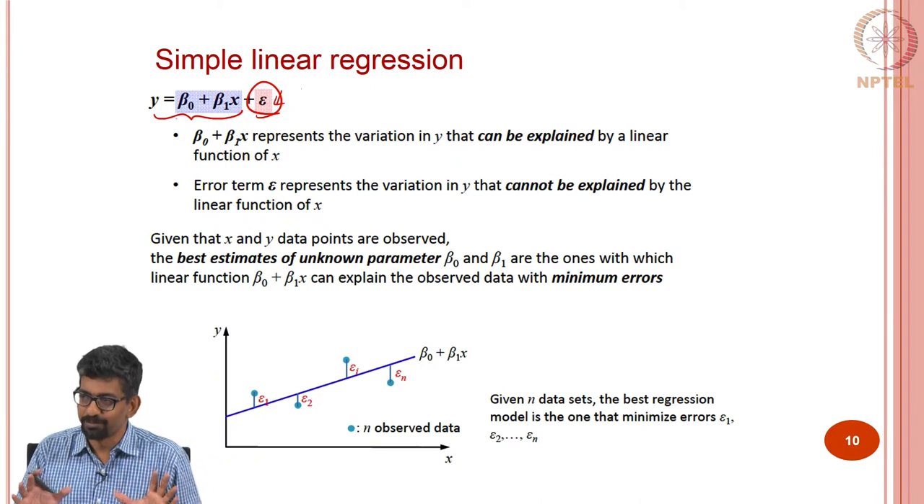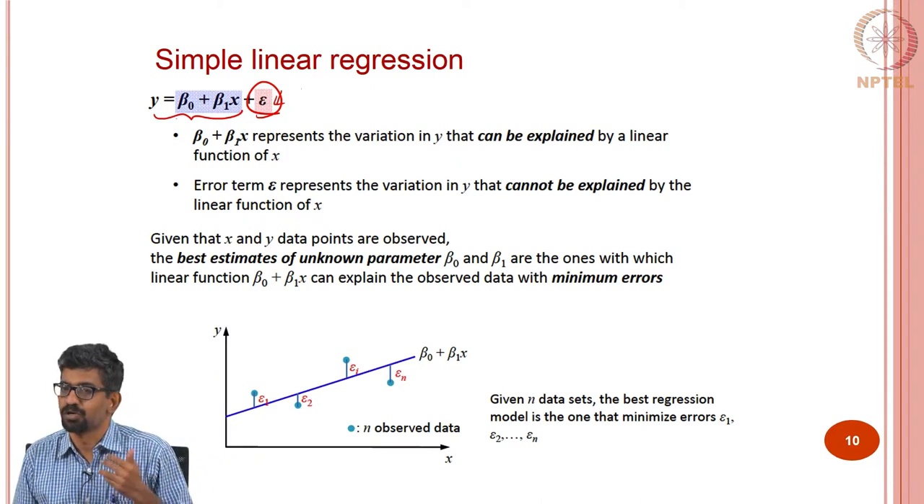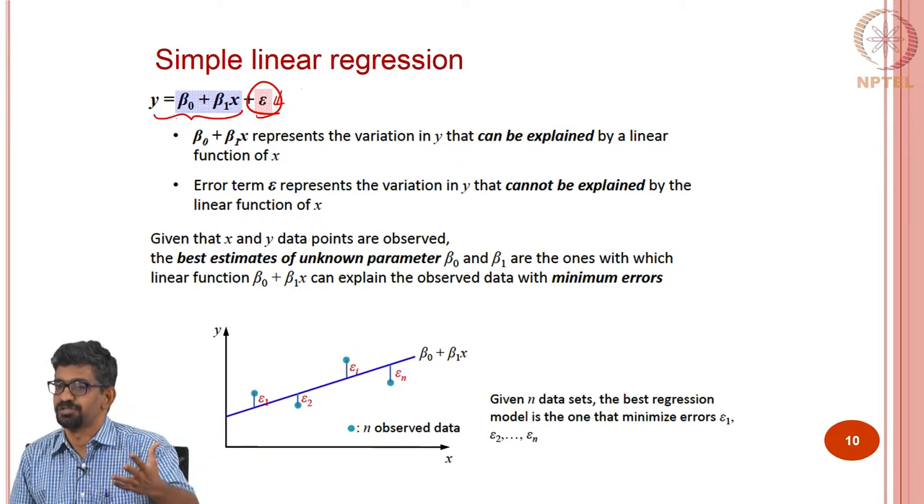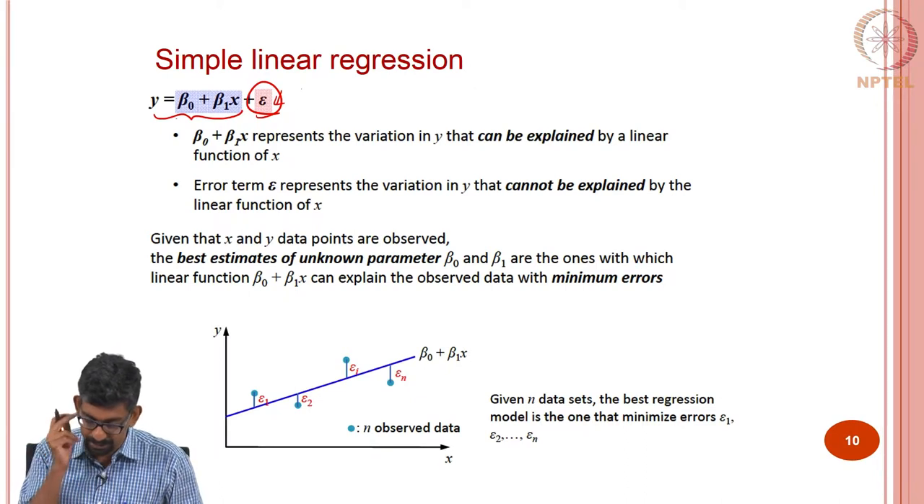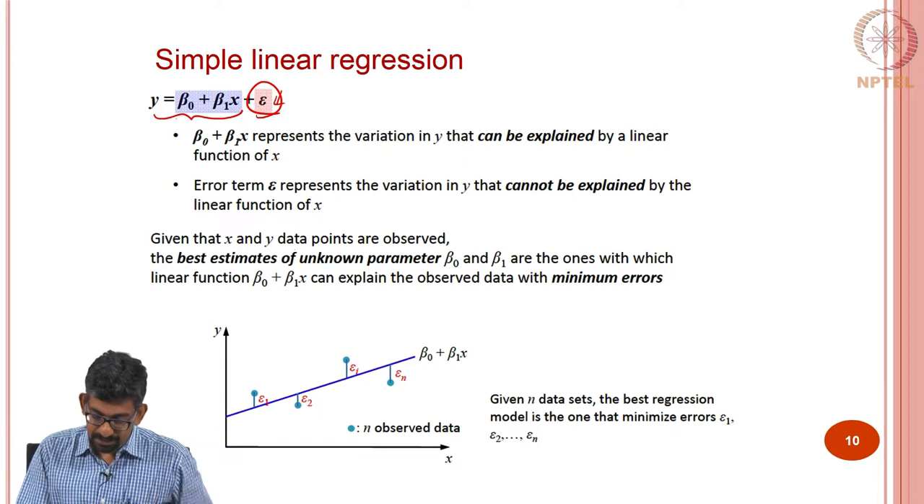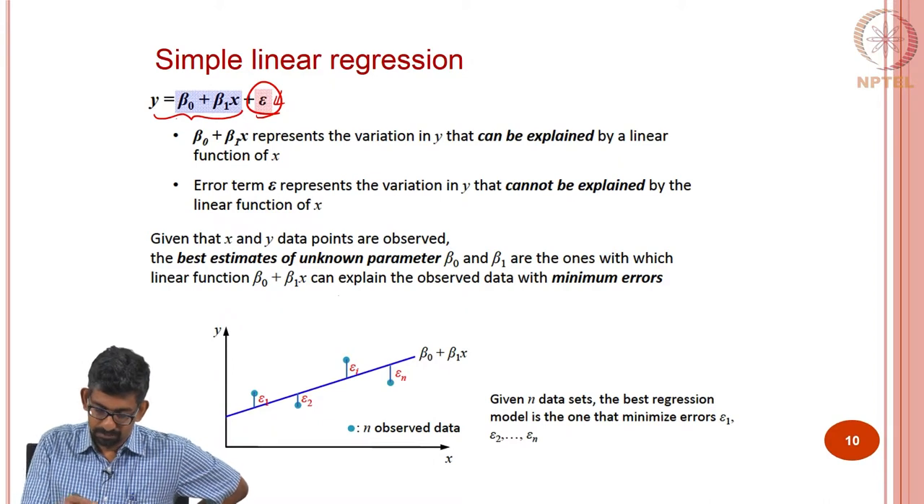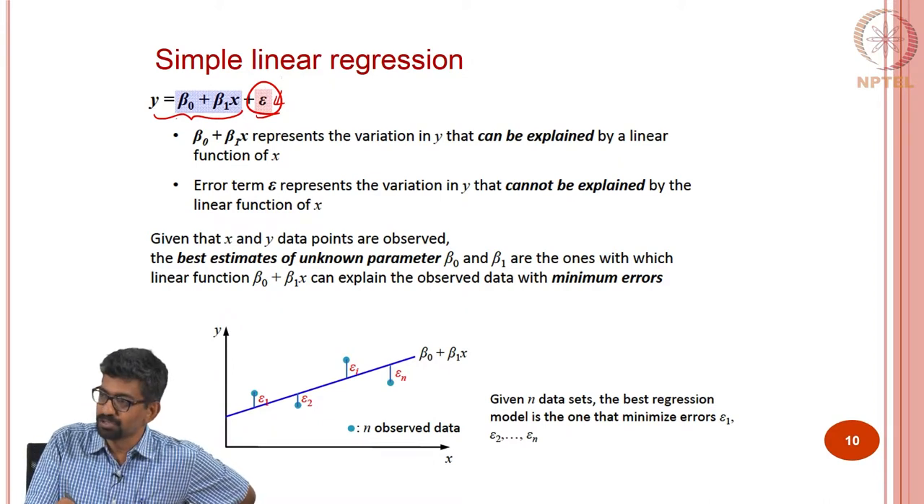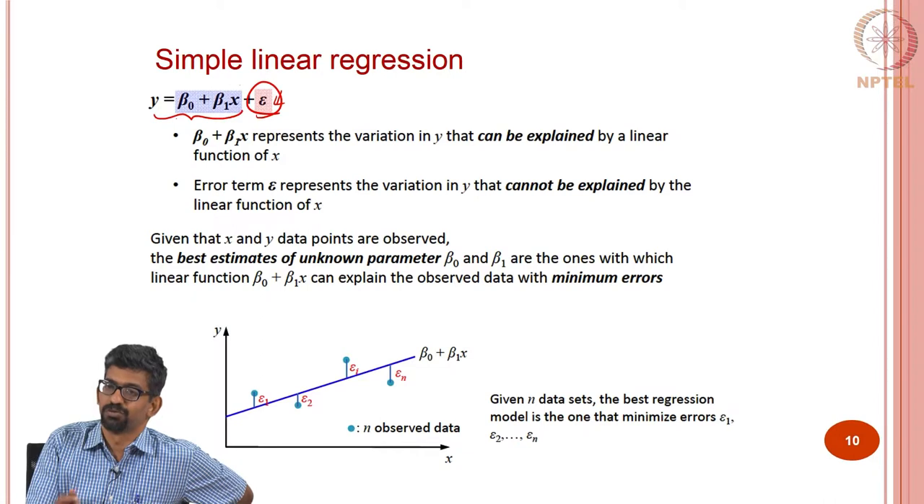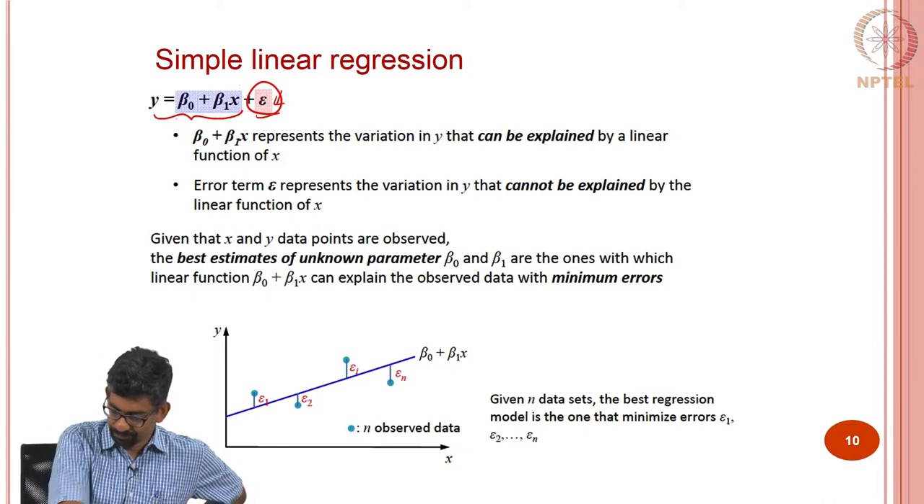It is not enough if you predict in a probabilistic sense, you will also have to say what is the confidence that you have, okay. That is when that r squared kind of a thing comes into the picture. Given that x and y are observed, you want to find the best parameters beta naught and beta 1. So if this error is 0, then that is the best beta naught and beta 1 that you can have, that is what it says, okay.